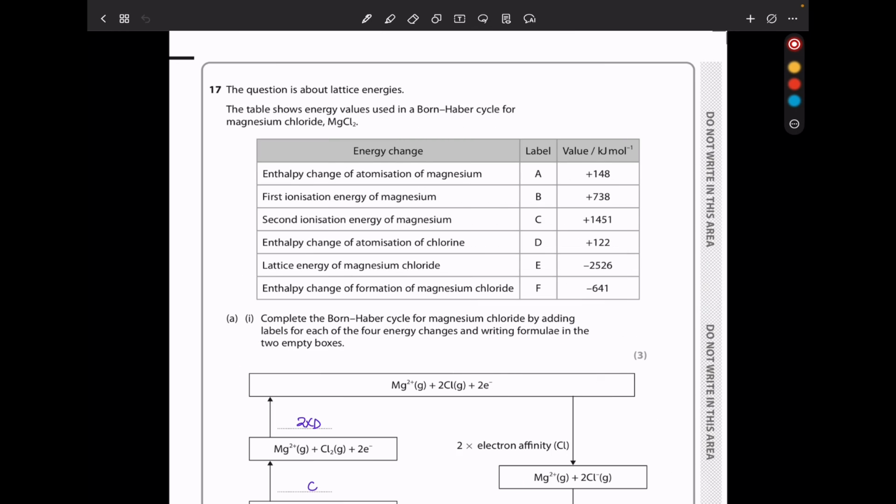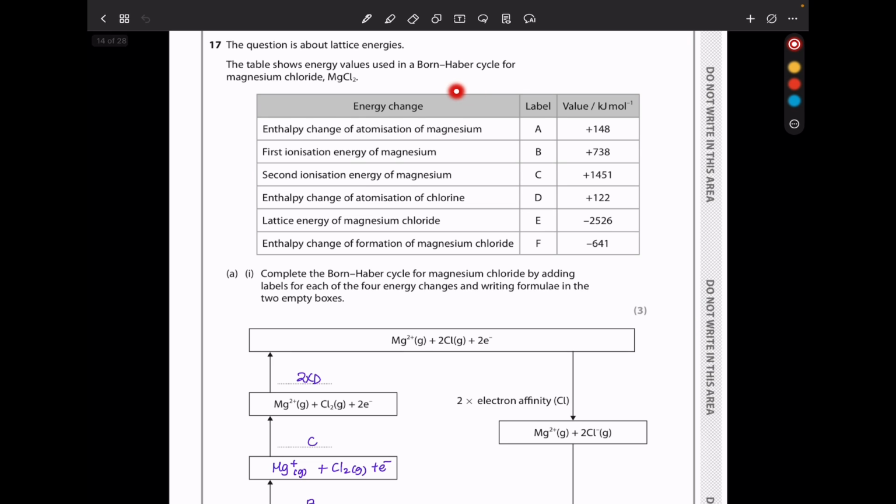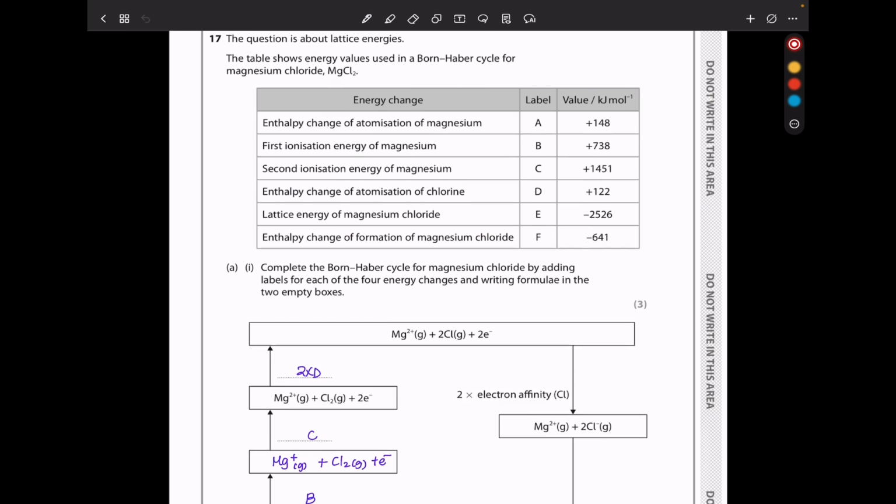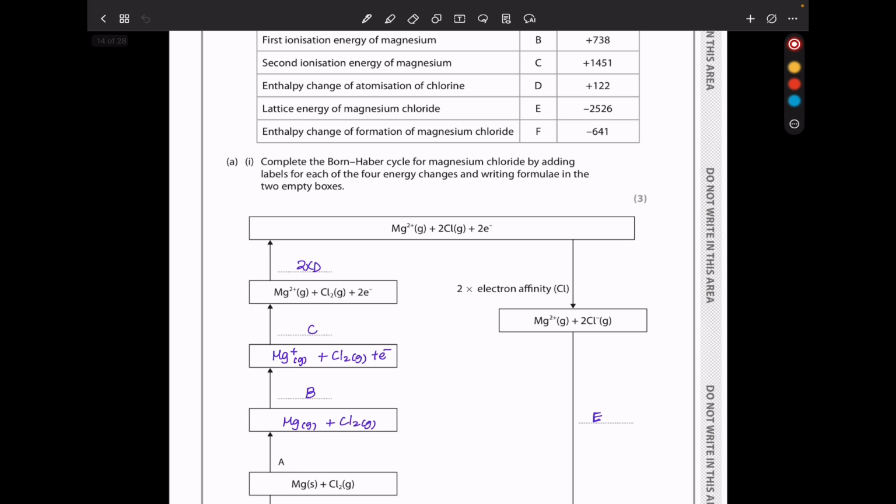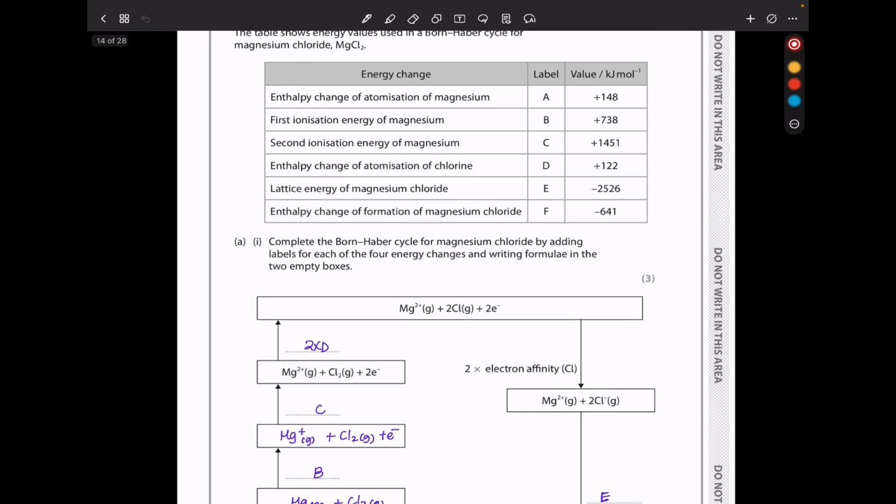In question 17, the equation is about lattice energies. The table shows energy values used in a Born-Haber cycle for magnesium chloride. So these are shown here. They say complete the Born-Haber cycle for magnesium chloride by adding labels for each of the 4 energy changes and writing formulae in the 2 empty boxes.